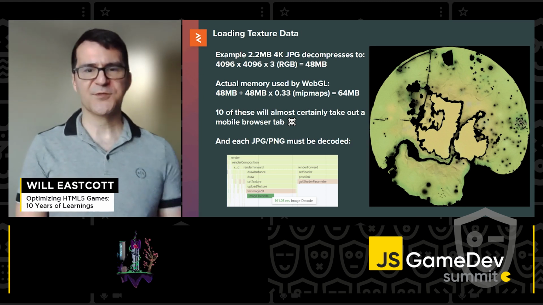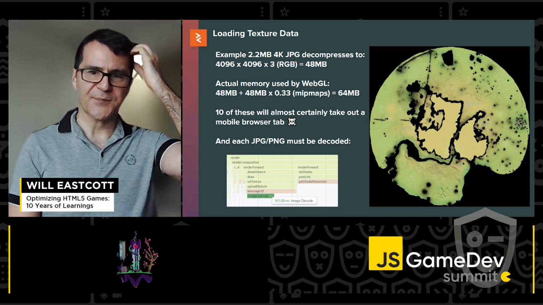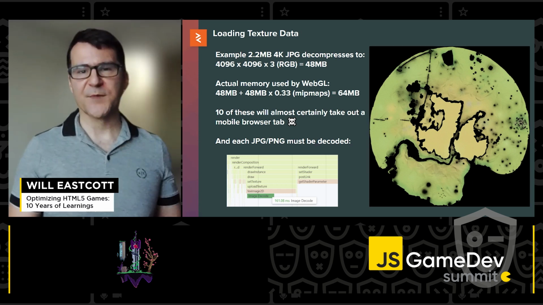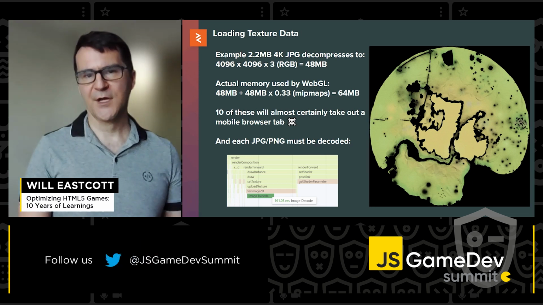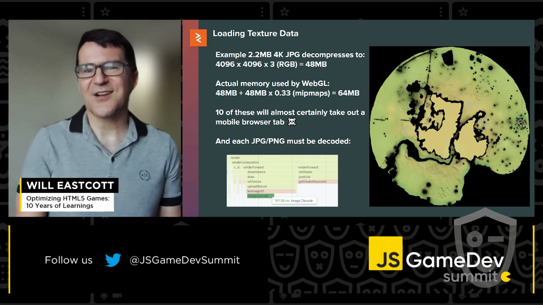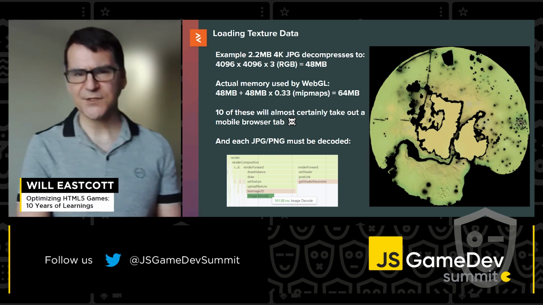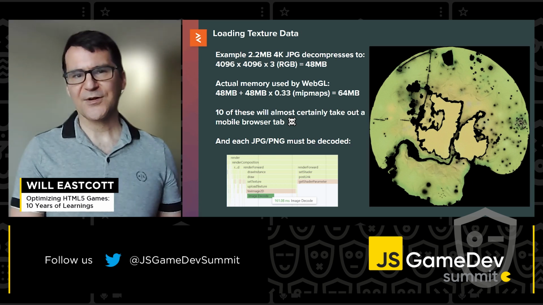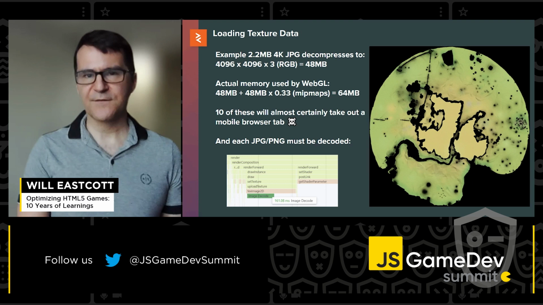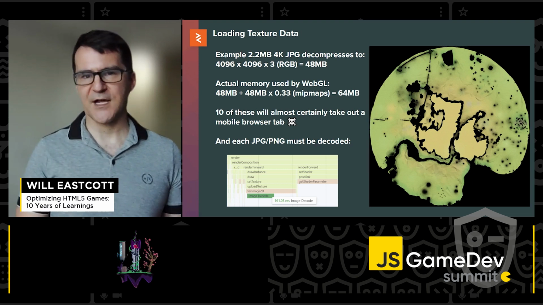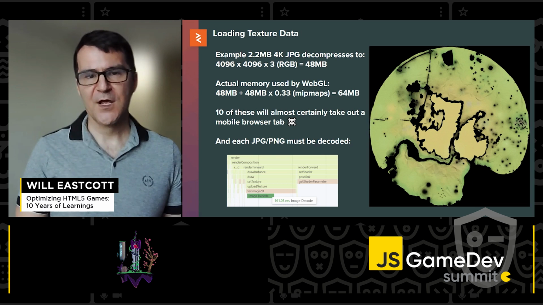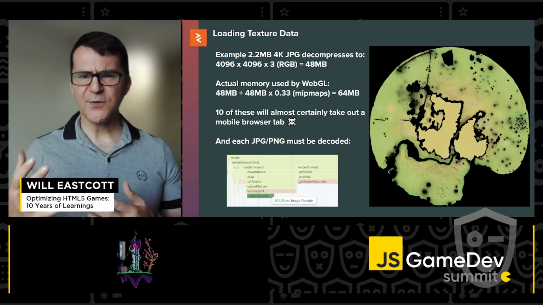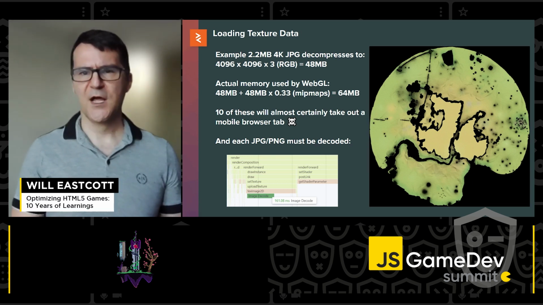Then we have to pass it to WebGL to be used as a texture, and a copy of it is made. Plus, we have to generate mipmaps, which is another 64 megabytes of data. So together, that's about 112 megabytes of data for a single JPEG. Now, if you try to load about 10 of these into a browser tab on mobile, I guarantee you'll crash the tab. So we need some kind of solution around this.